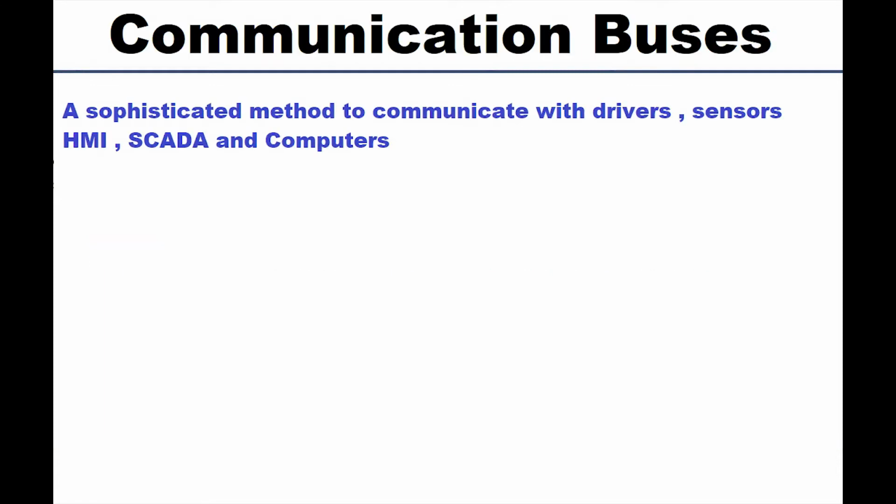A communication bus is a sophisticated way to drive multiple drives, let's say, on only one bus. It could also be multiple sensors, multiple HMIs. The goal here is to reduce the amount of cabling and rely on communication data to exchange information.